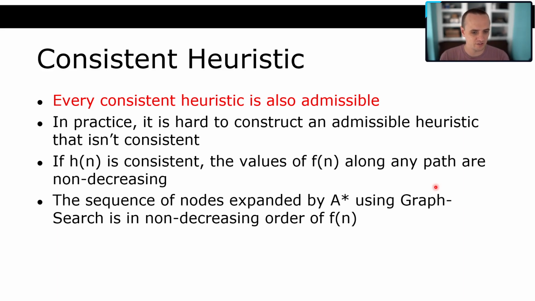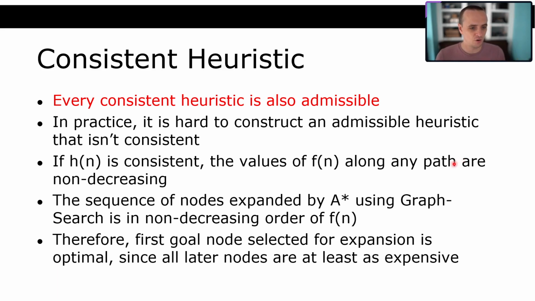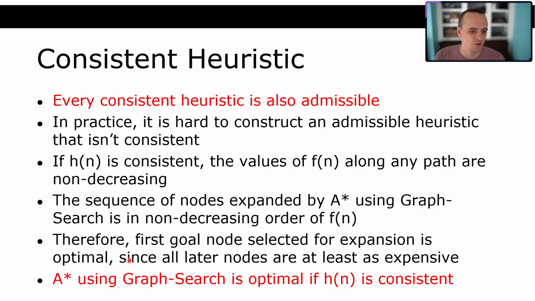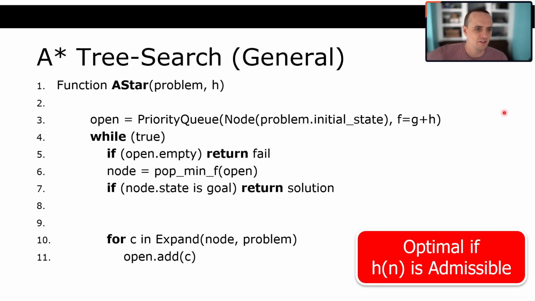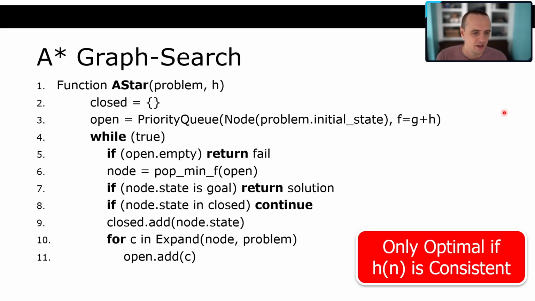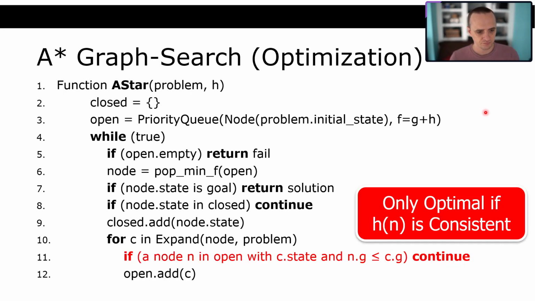So if it's non-decreasing, that means the first node that we select to expand is always on the optimal path to its state. Since all the later nodes that would have been expanded would have been at least as expensive as this path, okay? So A star using graph search is optimal if h of n is consistent. So this is A star tree search, okay? And it's optimal if h of n is admissible. And then we add in the closed list, and we now have that it's only optimal if h of n is consistent.